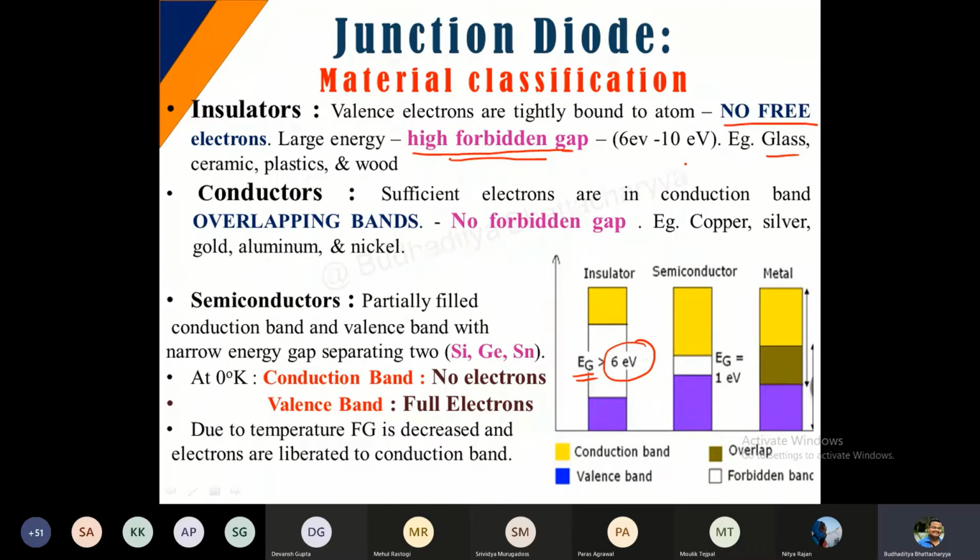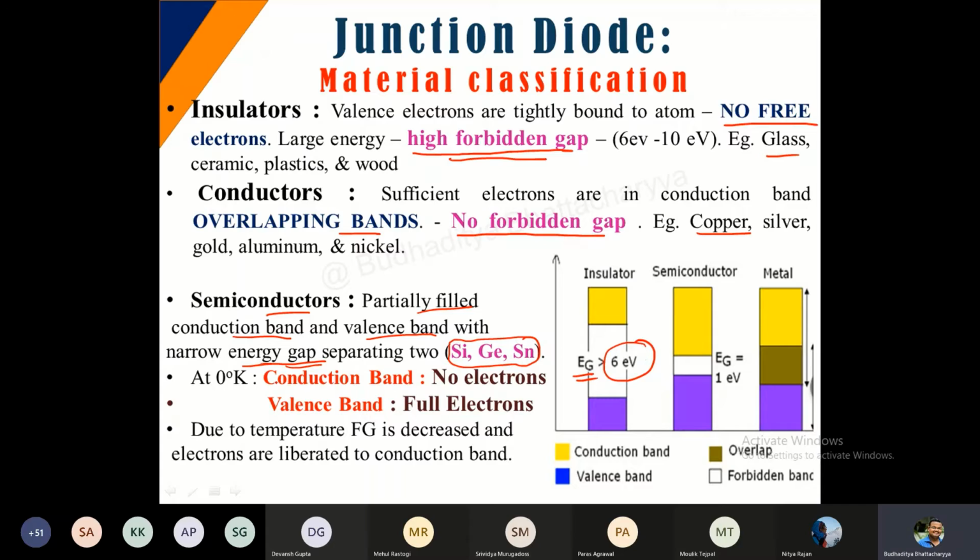Similarly, for a conductor, you can see no forbidden gap, or an overlapping band we call it, and we have the example of copper. Whereas in the case of semiconductors, you observe a partially filled conduction band and valence band with a narrow energy band gap. These are the materials, as I was telling you: silicon, germanium, tin. There are a few more in fact, but these are the pure materials which exhibit this property.